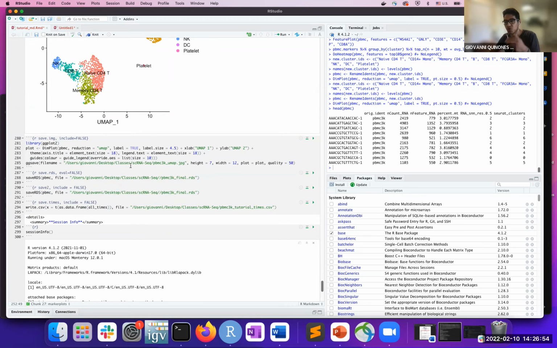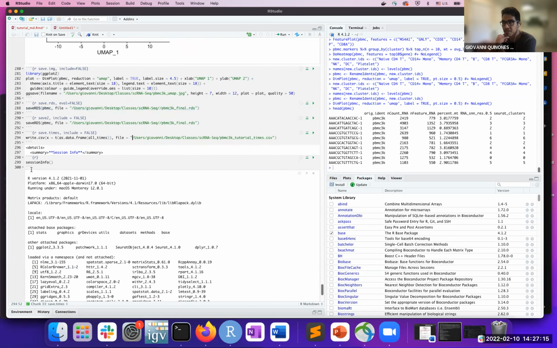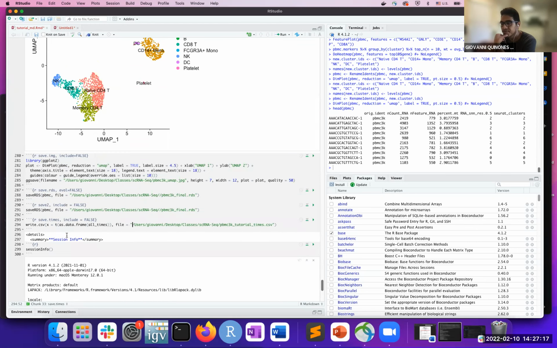But if you wish to save our PBMC object, this is pretty much the object that contains all the information about the UMAP, marker genes, PCA, and everything that we did. So you can save it into a file to be read later. And lastly, our session. So yeah, we completed our tutorial.